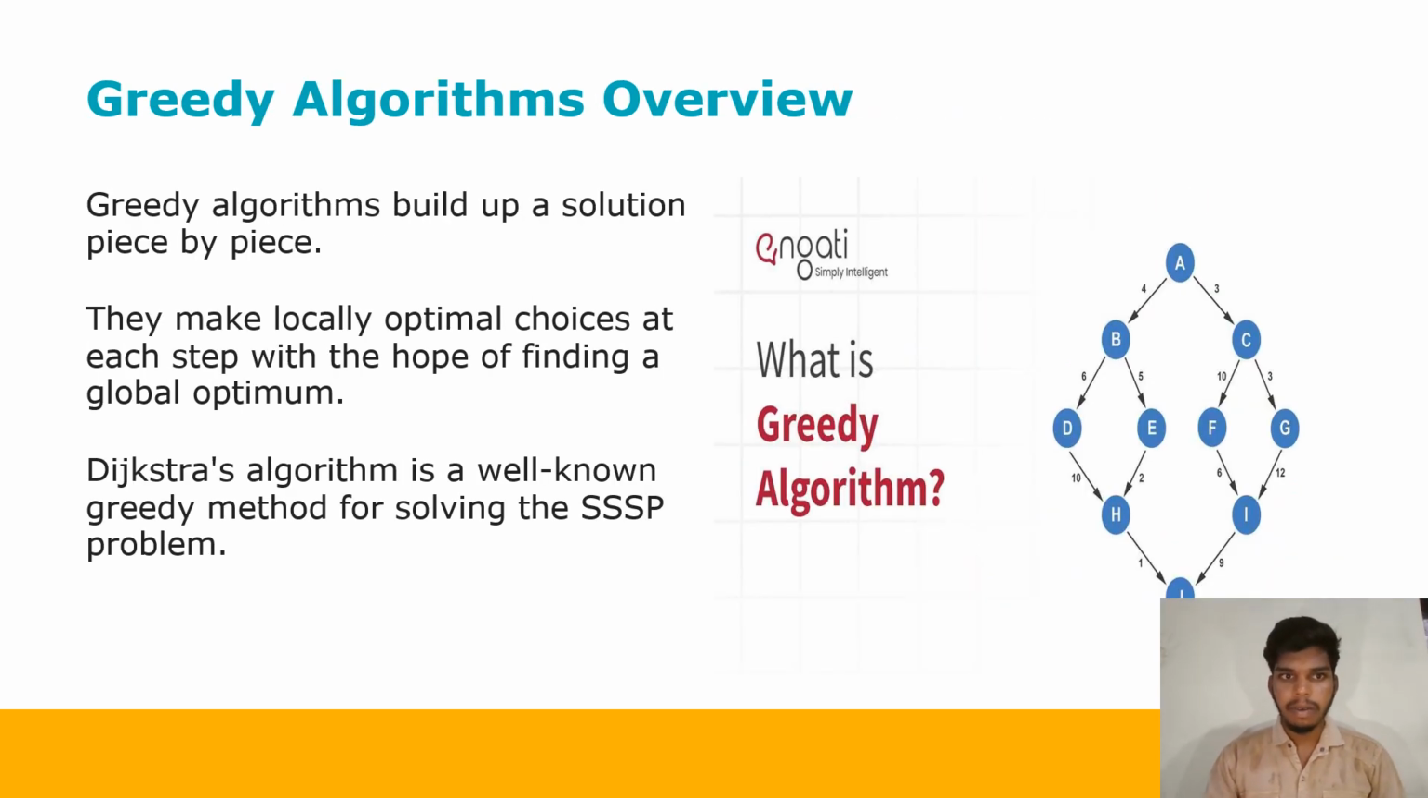Greedy algorithms overview. Greedy algorithms build up a solution piece by piece. They make locally optimal choices at each step with the hope of finding a global optimum. Dijkstra's algorithm is a well-known greedy method for solving the SSSP problem.